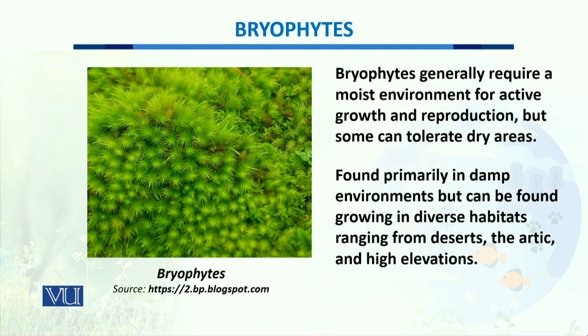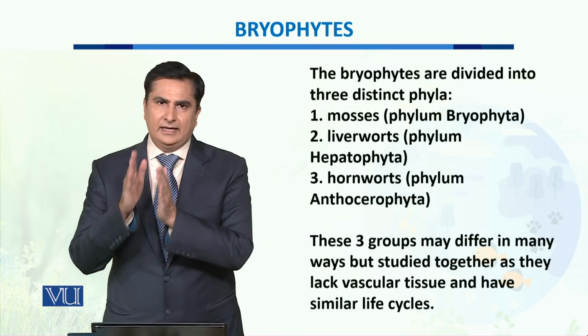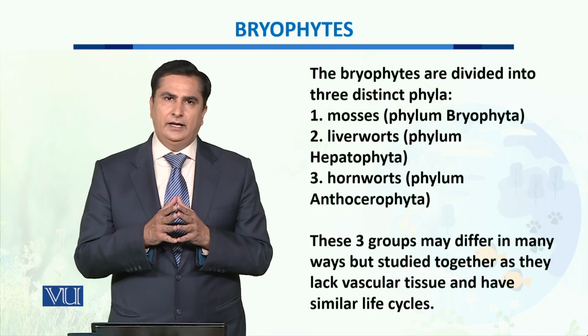In this diagram, you can see the typical bryophyte species, which are very small in size. Now, when we talk about the classification of these bryophytes, they are majorly classified into three major groups. The first one is mosses.